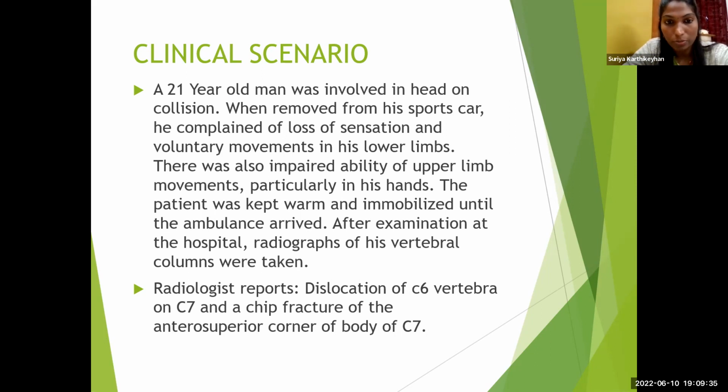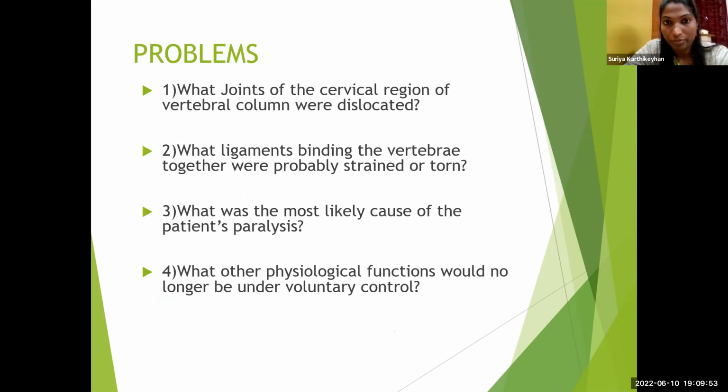After examination at the hospital, X-rays, that is radiographs of the vertebral column, were taken. What does the X-ray report say? There is a dislocation of the C6 vertebra on C7, and there is a chip fracture on the anterior superior corner of the body of C7. So how is it important and how is it related to the internal features of the spinal cord? The problems here are the joints involved in the cervical region of the vertebral column, which are causing the spinal cord compression.